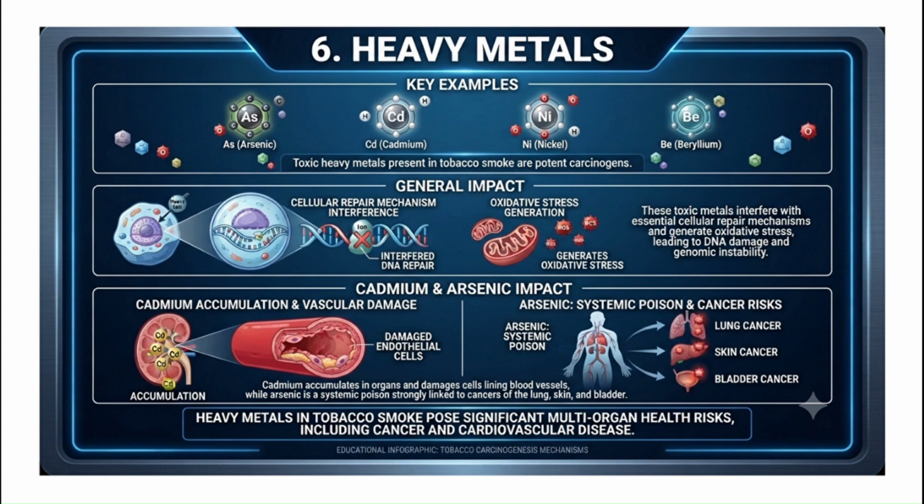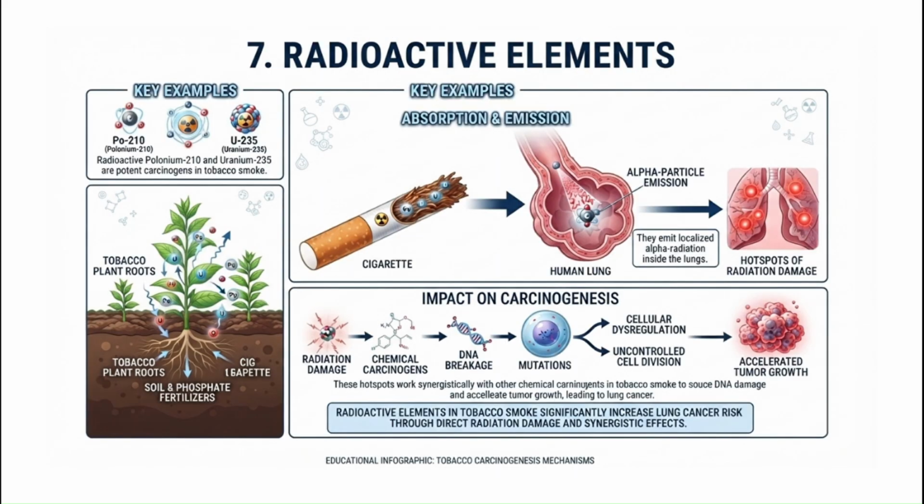7. Radioactive elements. What they are: elements such as polonium-210 and uranium-235 are absorbed from the soil and phosphate fertilizers used during tobacco farming. Impact: as radioactive materials, they emit localized alpha radiation inside the lungs. This creates microscopic hotspots of radiation damage that work synergistically with the chemical carcinogens in smoke to accelerate tumor growth.